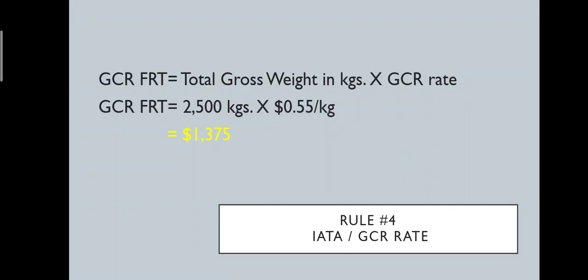Then what is our rate, the GCR rate? 0.55 per kilogram. So we will multiply it: 2,500 kilograms multiplied by $0.55 per kilogram, we get a GCR freight of $1,375. So that is our answer, that is the GCR rate. So the rule applied is rule number 4.